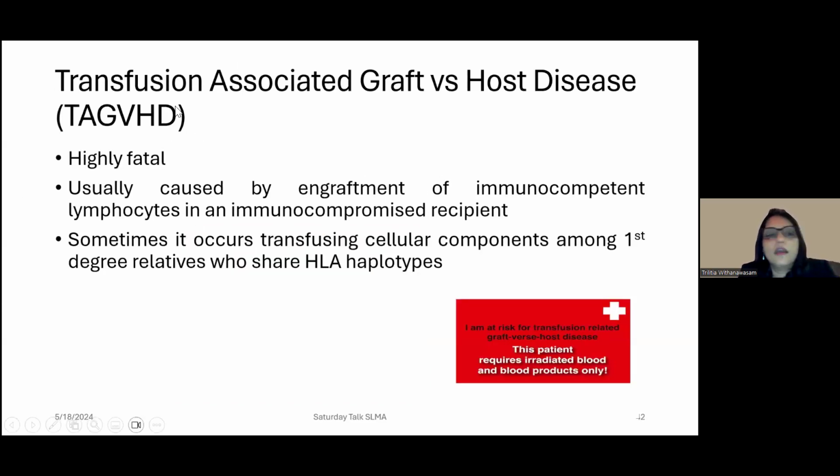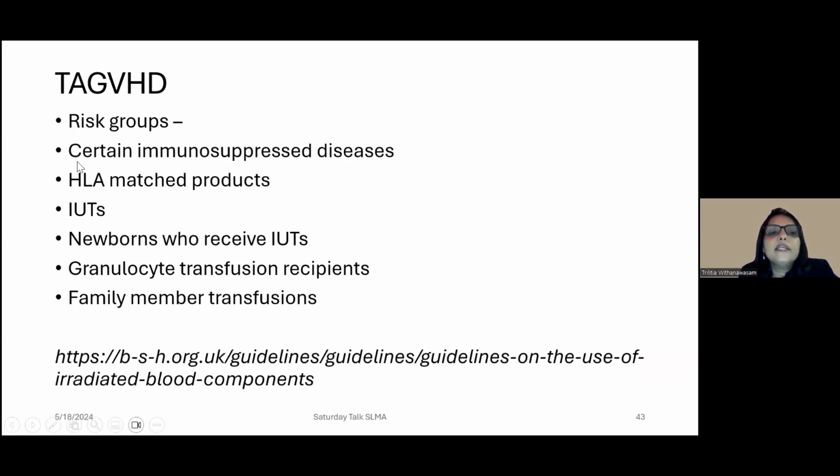This is extremely rare, but it is highly fatal: transfusion-associated graft versus host disease. This is extremely rare because not everybody gets this type of reaction. Usually, this is caused by engraftment of immunocompetent lymphocytes in an immunocompromised patient. This is the usual pathogenesis, but sometimes it occurs when transfusing cellular components among first-degree relatives, where they share HLA haplotypes. We have to identify risk groups.